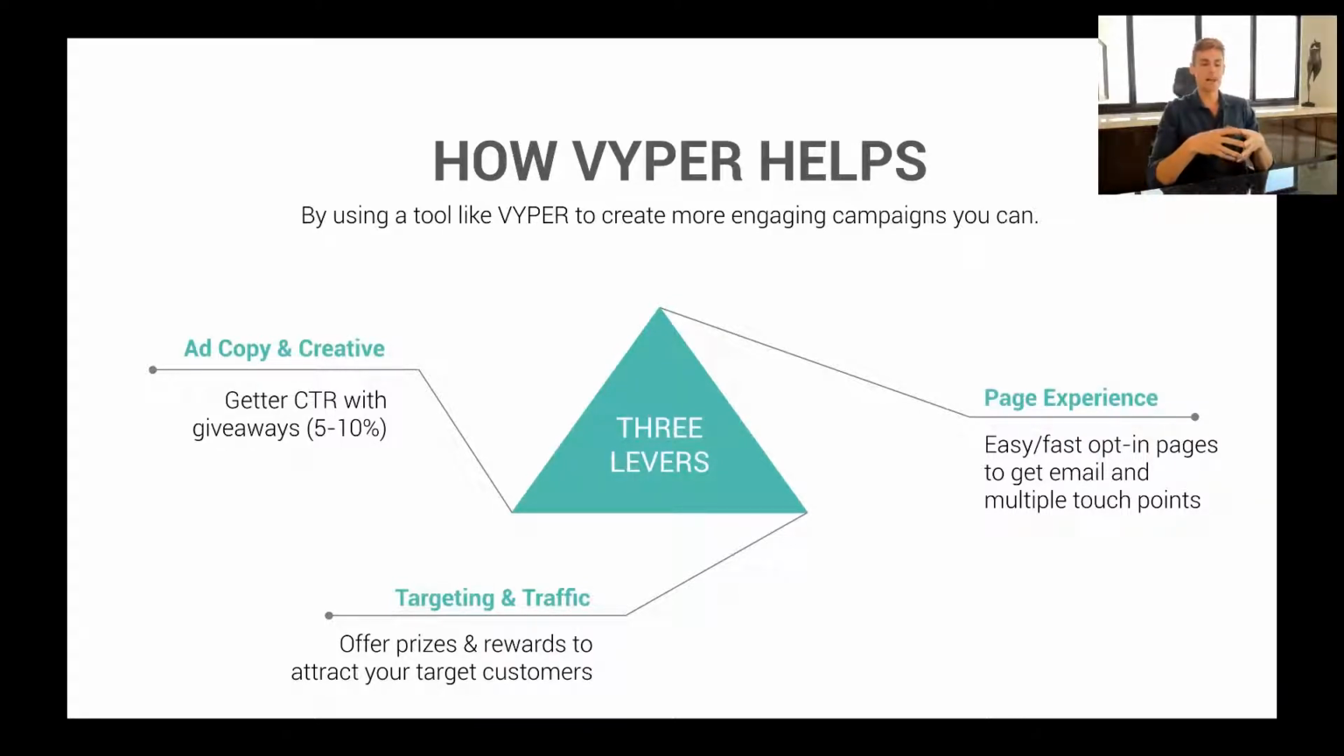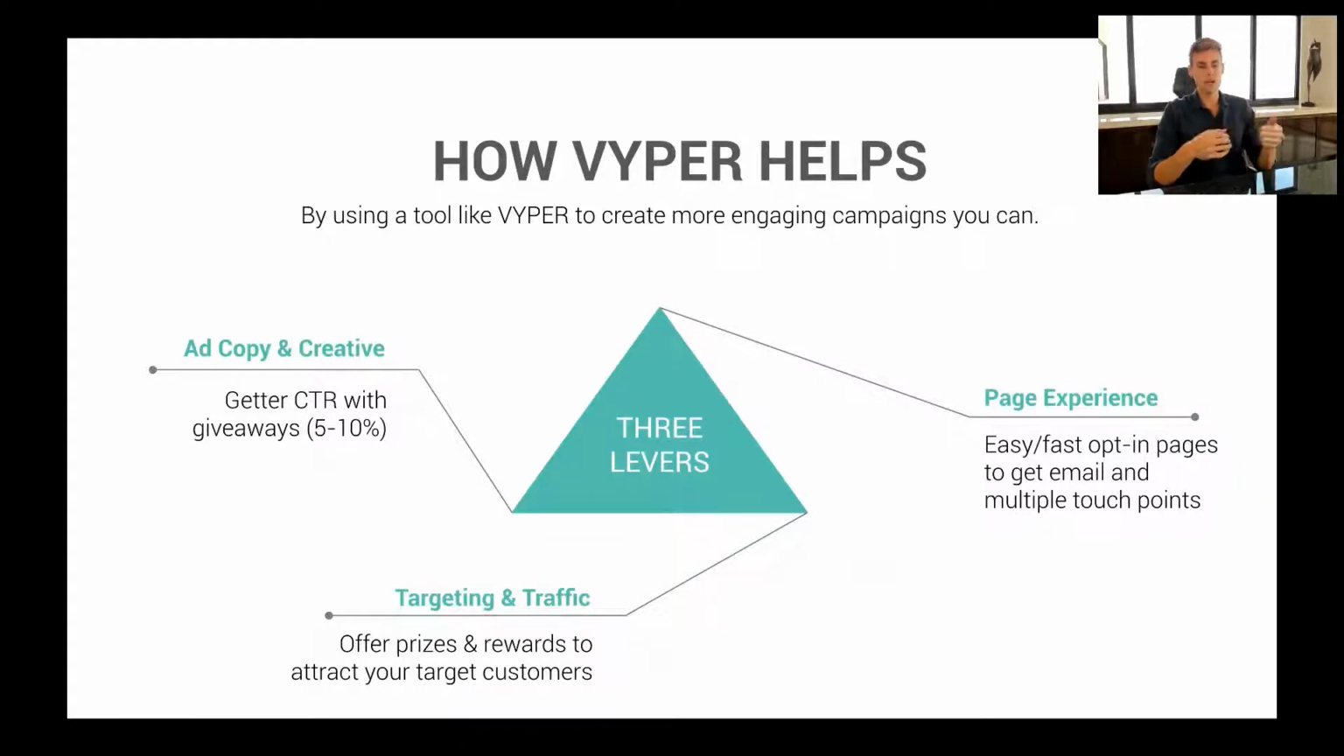The next is targeting. Make sure you're offering a specific reward that is going to fit your target audience. So think about who your target audience is, your perfect customer. Where do they hang out? What do they do? What products do they use? What do they like? What do they dislike? Come up with a prize that is going to attract the right people.